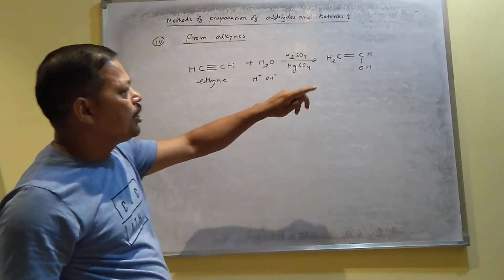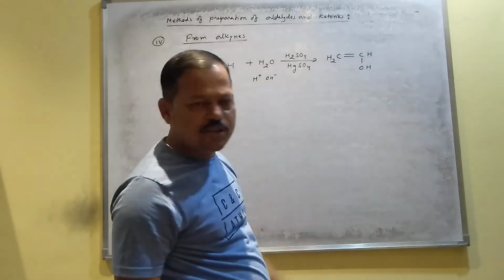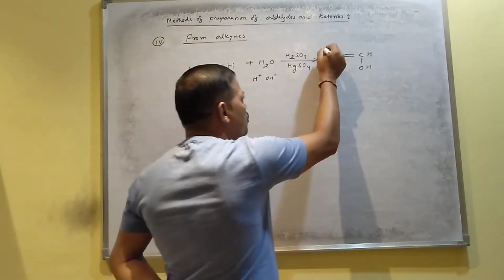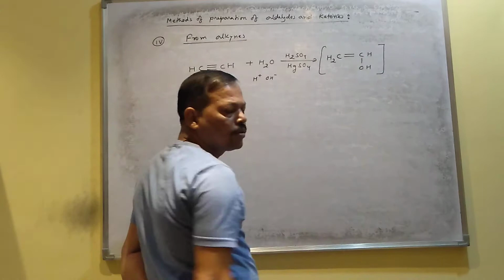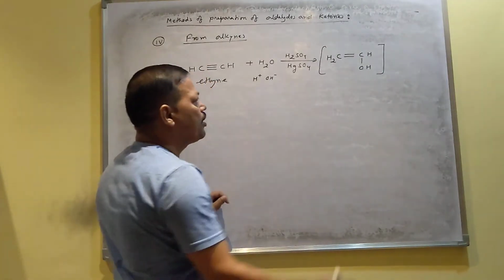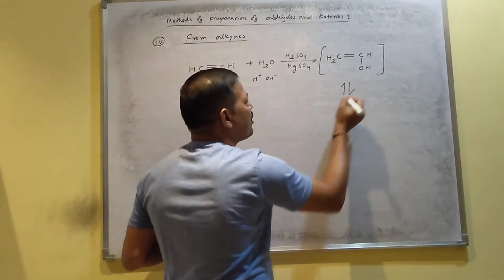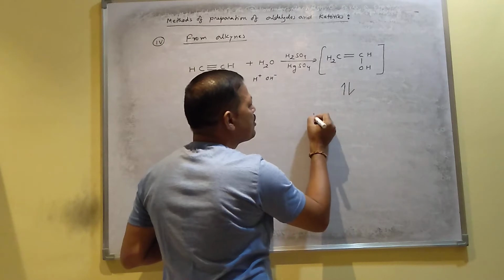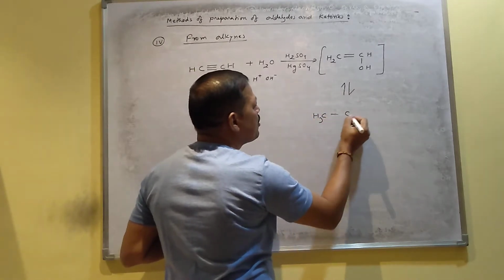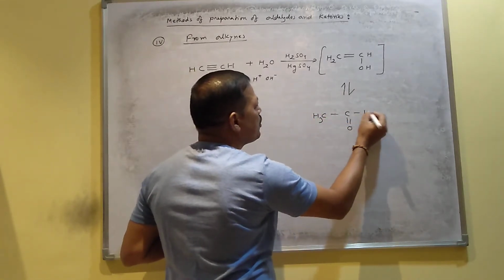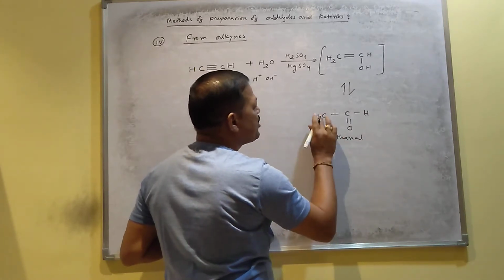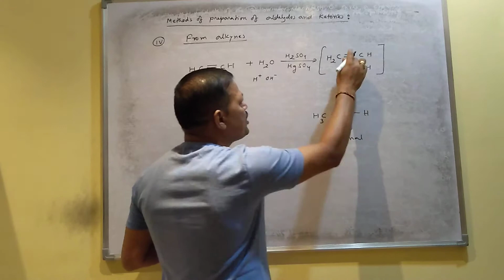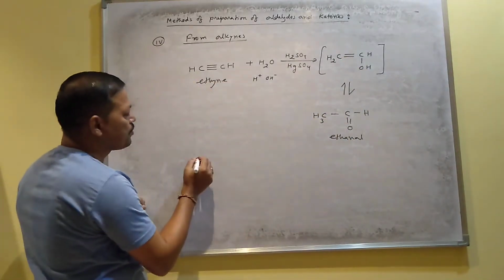So you will get one ene and one ol functional group. But you should know one thing: when a compound contains both ene and ol, then the compound is unstable, it undergoes rearrangement and converts to CH3CHO, which is said to be ethanal. I mean CH3CHO. How does this rearrangement take place?